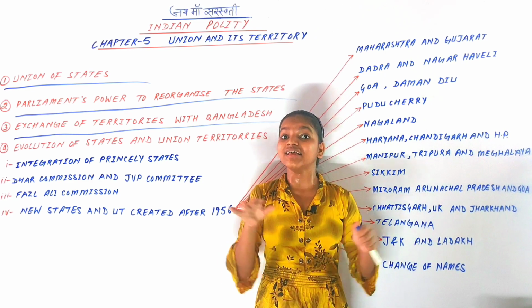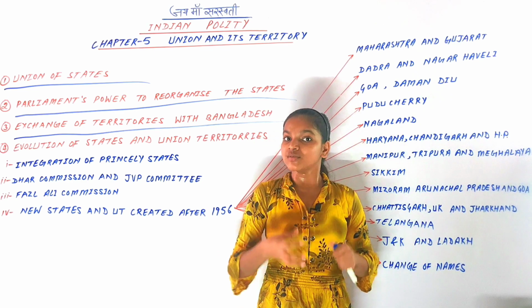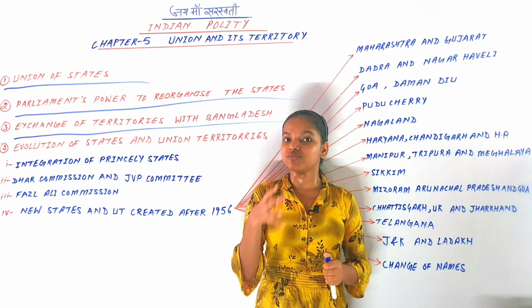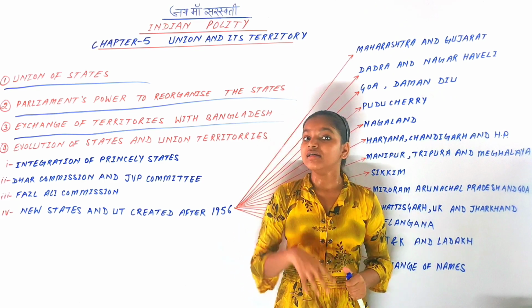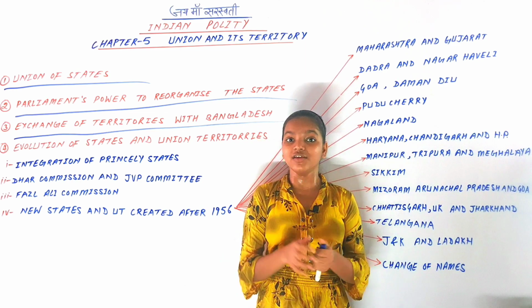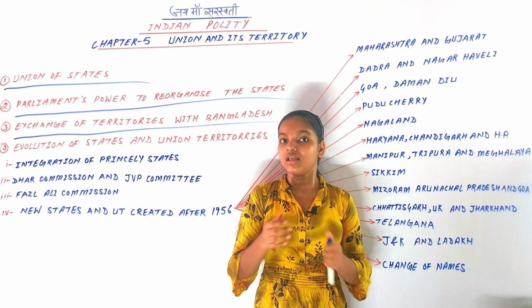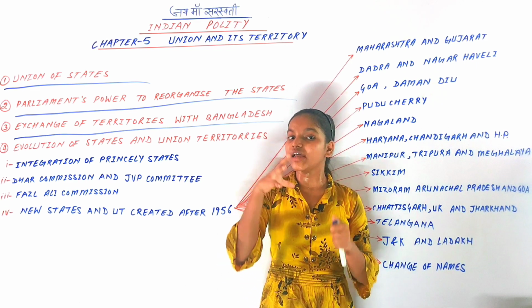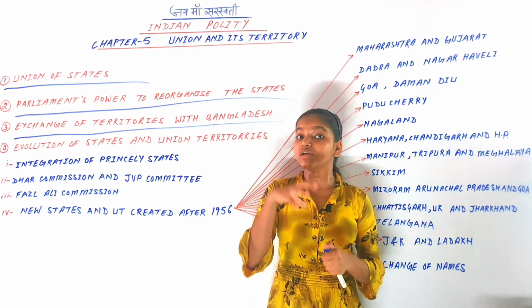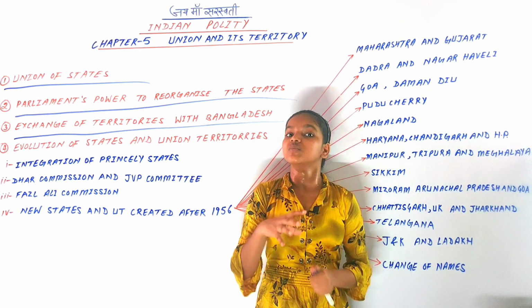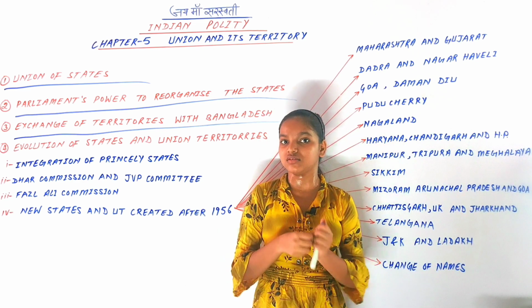So this is an exchange of territories, and it is done by the Constitution Amendment Act. It is not passed by a simple bill, because Parliament has the right that it can redraw the map of India by passing a simple bill with a majority. But cession of any territory to a foreign country needs a constitution amendment. So for this the 100th Constitution Amendment Act was introduced.